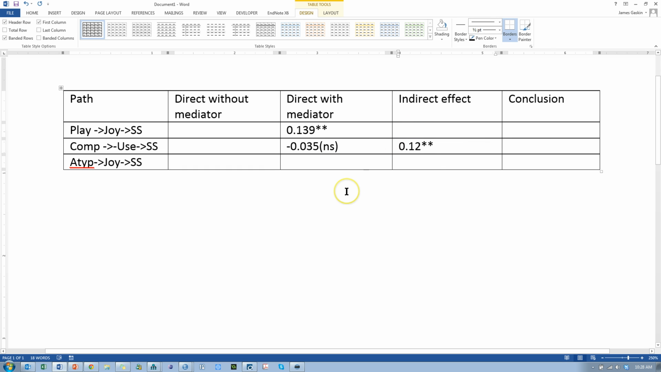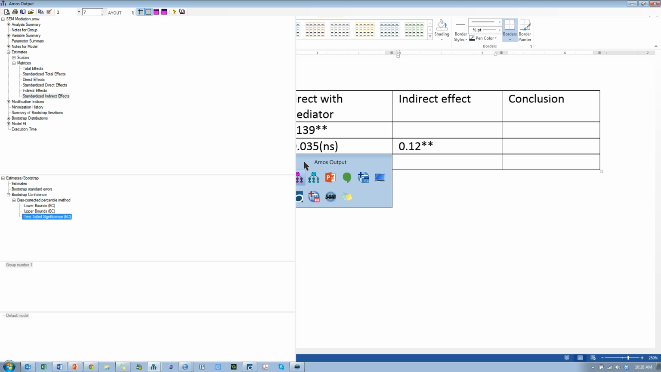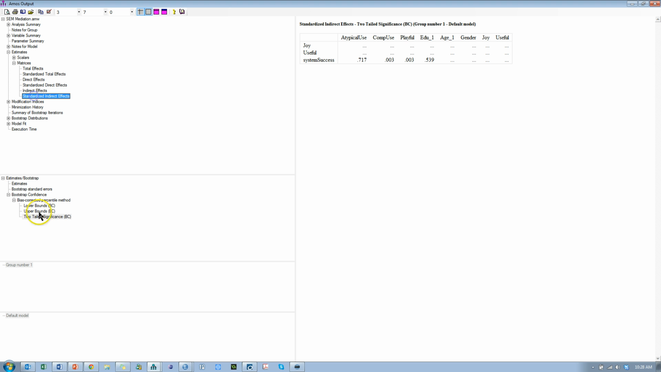Can you go back to the bootstrap estimate table and show how to read that again? The estimates table. So I was looking at the comprehensive use, this column, indirect effect on system success, where the intersect is that effect, 0.12.